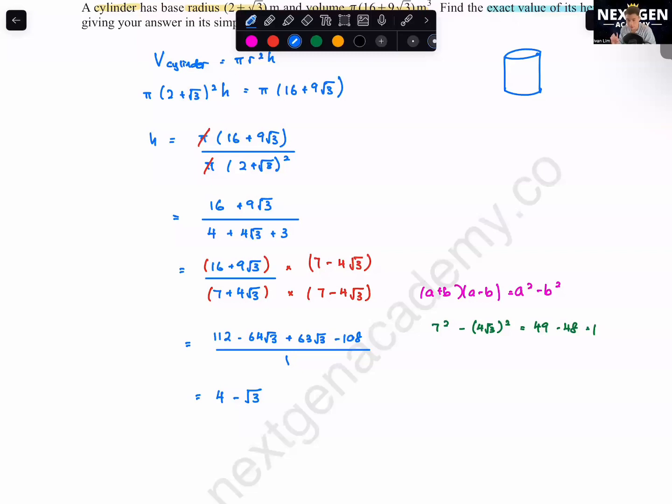According to the mark scheme, another way that some students do is to multiply the square of this. It means you go and rationalize from here already. You can try it, but I prefer not to. You can multiply by (2 − √3)². The square root of 3 will disappear as well.